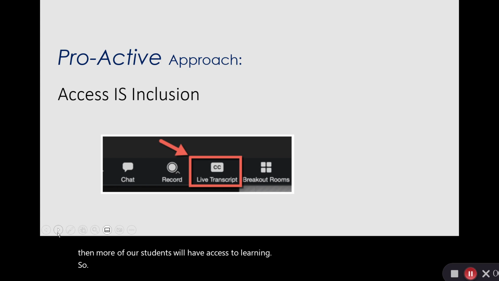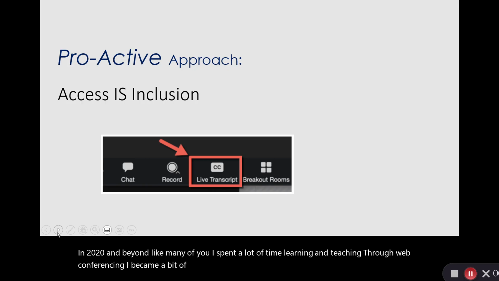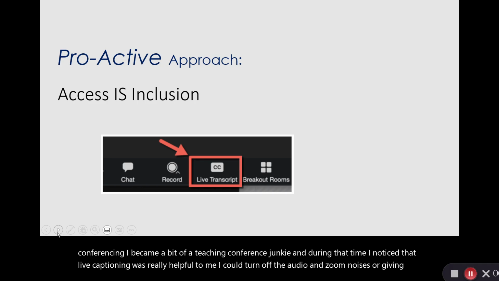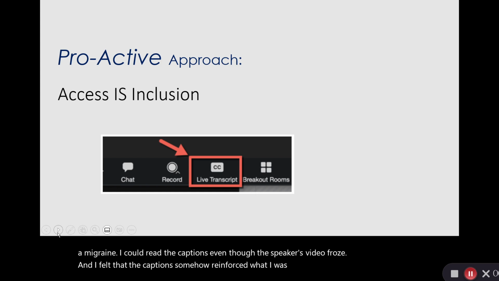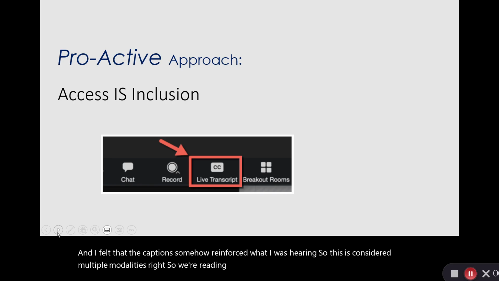So in 2020 and beyond, like many of you, I spent a lot of time learning and teaching through web conferencing. I became a bit of a teaching conference junkie. And during that time, I noticed that live captioning was really helpful to me. I could turn off the audio when Zoom noises were giving me a migraine. I could read the captions, even though the speaker's video froze. And I felt that the captions somehow reinforced what I was hearing. So this is considered multiple modalities, right? So we're reading and listening at the same time.